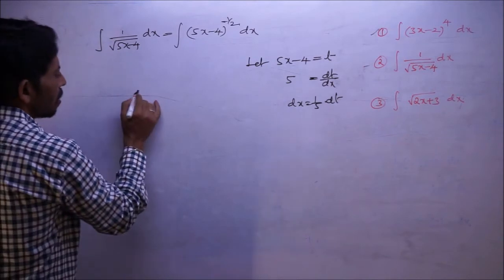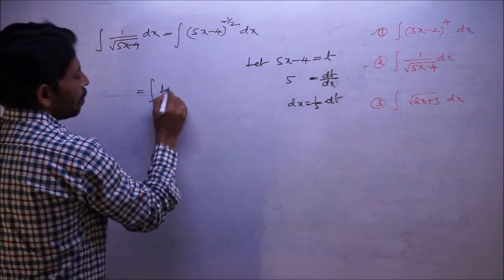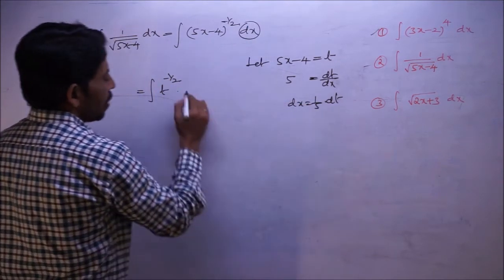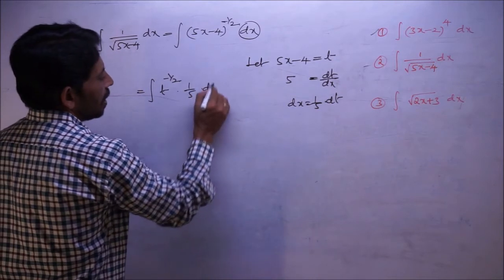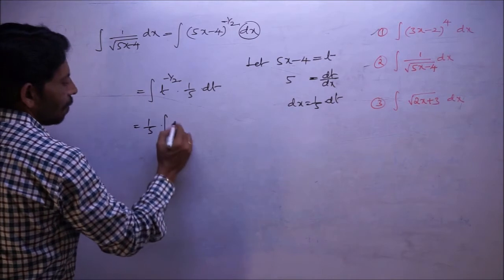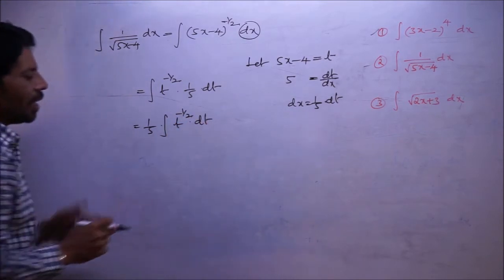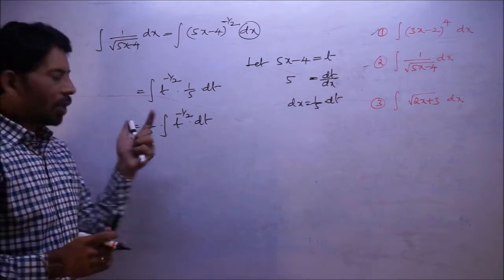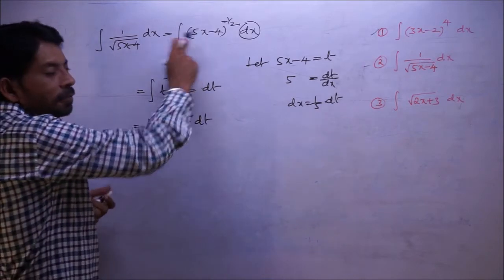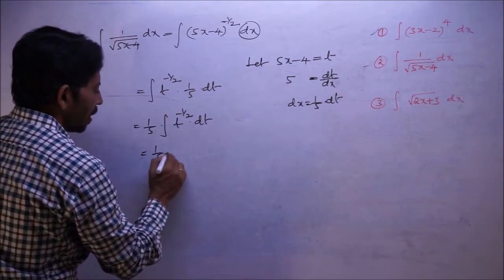Now let us apply this concept. Integral 5x minus 4 to the power of minus 1 by 2 can be written as t to the power of minus 1 by 2 into, in place of dx, what can you write? 1 by 5 into dt. So if you write that 1 by 5 outside, integral t to the power of minus 1 by 2 into dt, it is the same as a normal function, only what we are getting is 1 by 5, that is the coefficient of 5 we are dividing here.